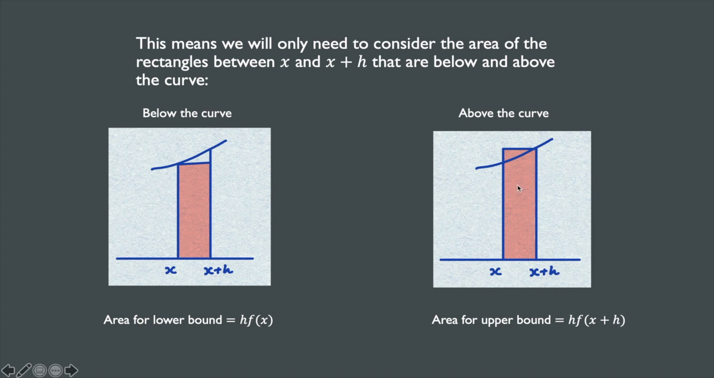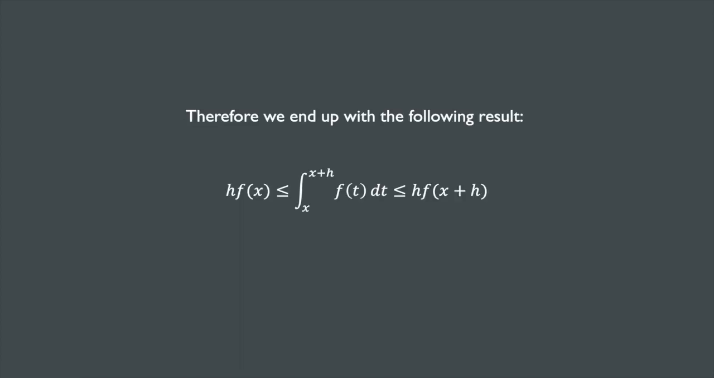And then we can do the exact same thing for the upper bound. So we've got this rectangle between x and x plus h. So again, this is going to have a base of h. And then the height of this rectangle is equal to the function at a value of x plus h. So it's going to be h times lowercase f of x plus h. So therefore, we end up with this as our following result.